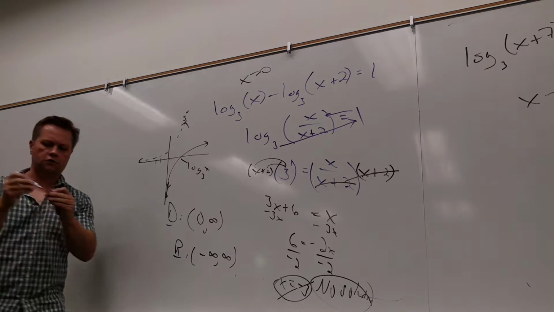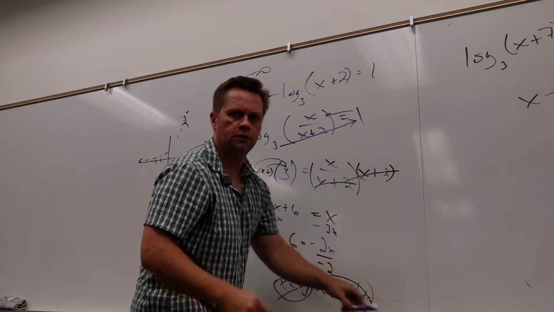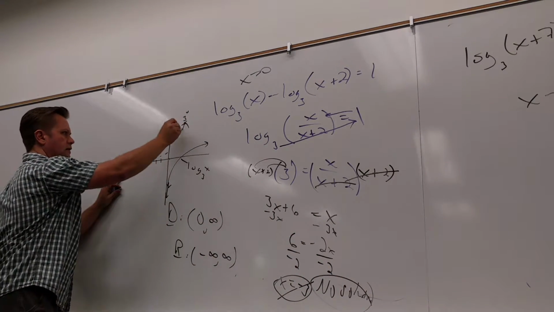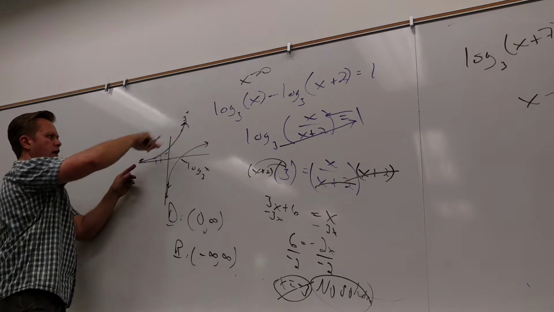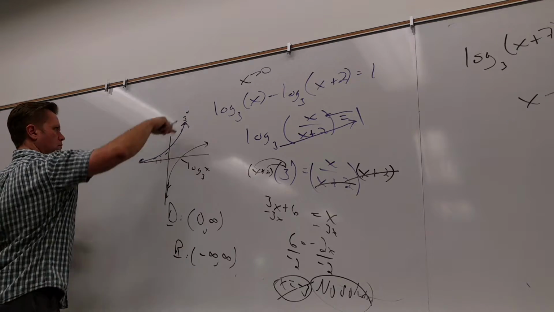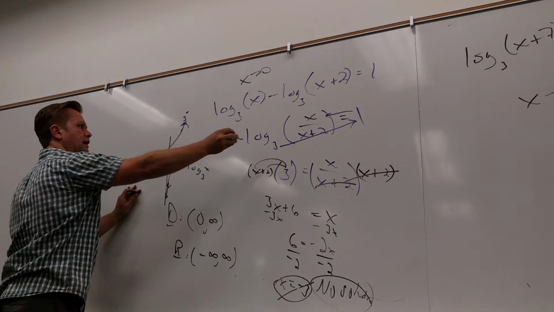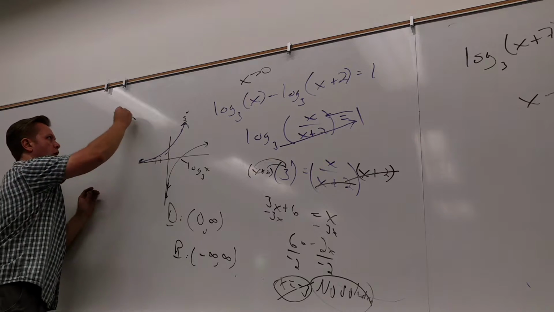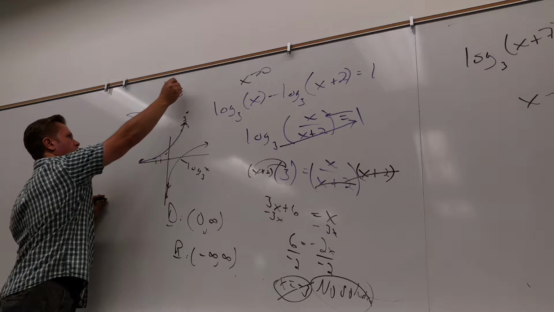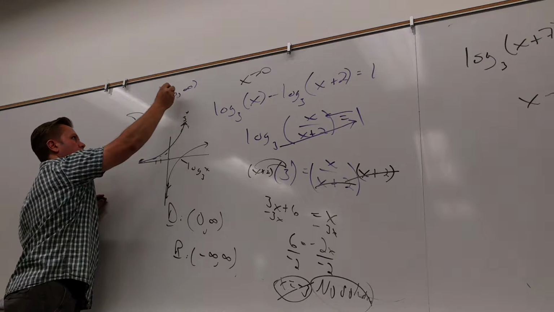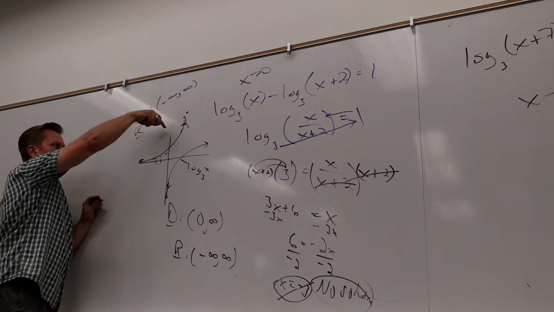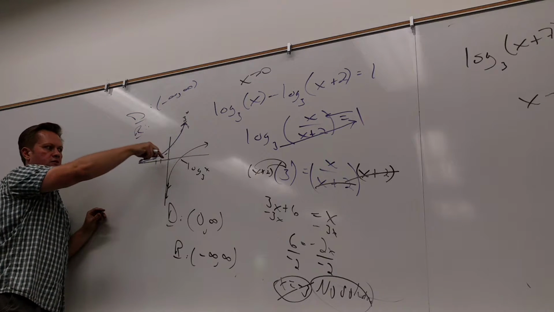In fact, here's something I told somebody earlier today. It was in my office. For this guy, what's the domain of this guy? Are there any x's I can't use? No, so the domain is negative infinity to infinity, right? What's the range? What's the smallest output? Almost 0.